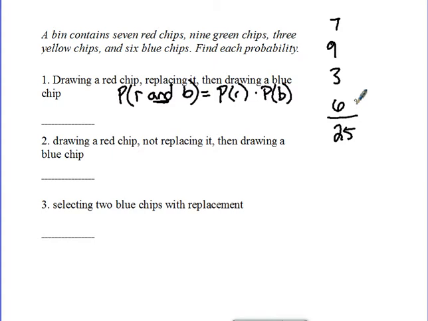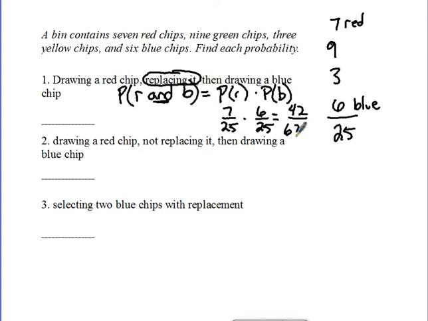Well, we have 6 blue chips and we had 7 red chips. So our probability of red would be 7 out of 25. Our probability of blue would be 6 out of 25 because we replaced the red chip after we drew it. So there's still 25 chips in when we draw the blue one. And when we multiply these two together, 7 times 6, 42, and 25 times 25, 625. Our probability of red and blue would be 42 out of 625.